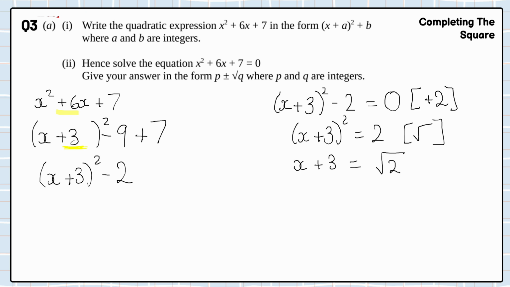But remember, when you square root a number, you can get either a positive number or a negative number. So we write plus or minus to show that we have 2 values when we square root 2. And then to get the x by itself, we're going to subtract 3 on both sides. So we get x is equal to -3 plus or minus root 2.